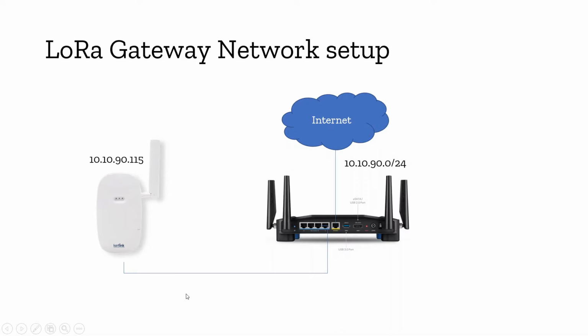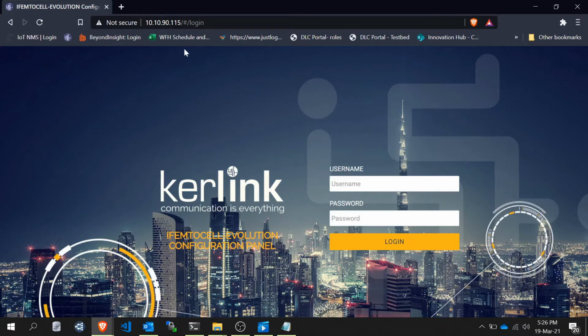So let's get into the topic. To learn things, getting your hands dirty is the best way. So let's configure the iFemto gateway. The first step is to connect the gateway to your home router, and the gateway is already configured with the DHCP option enabled. So your home router will automatically assign an IP address to your gateway. You just need to log into your router and find the IP address of your gateway. In my case, my iFemto gateway has an IP of 10.10.90.115. You go to your browser and type it in, and it will take you to a web page.